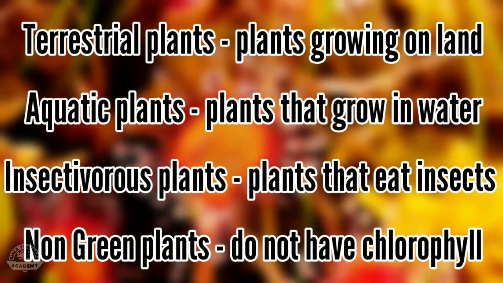Let us recall. Terrestrial plants: plants growing on land. Aquatic plants: plants that grow in water. Insectivorous plants: plants that eat insects. Non-green plants do not have chlorophyll.